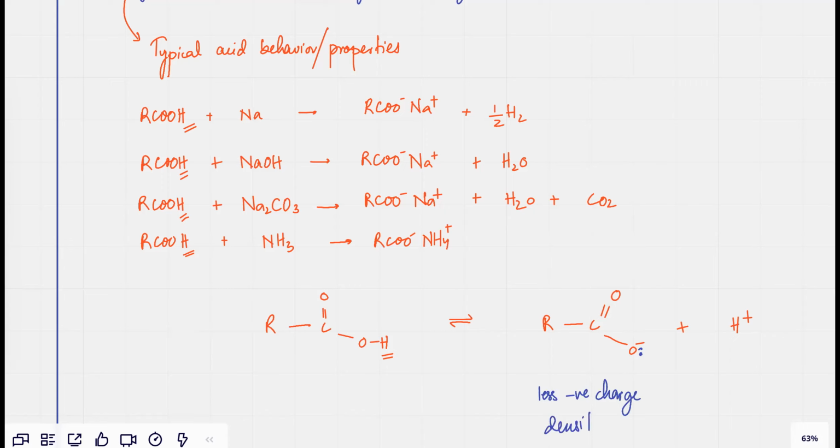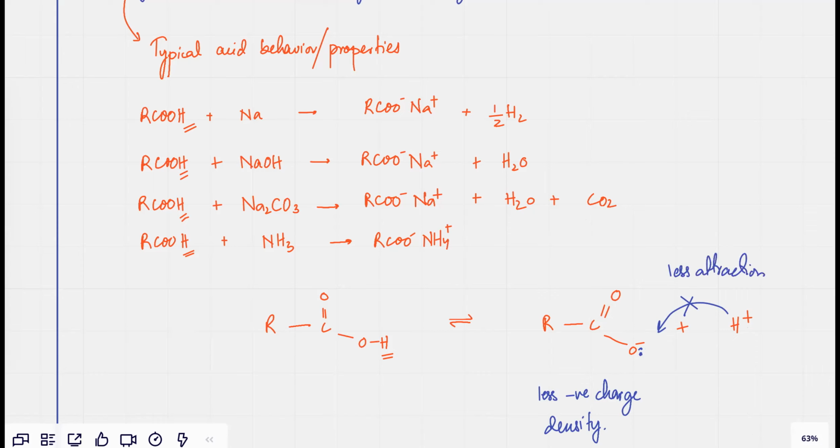So the negative charge density on this oxygen is less, which is why it's not really attracting the H+ back again. Although it's a weak acid, relatively speaking, it's not going to be attracting the H+ back again. There's going to be less attraction. Right? Is this point clear?